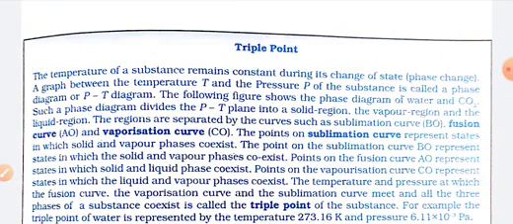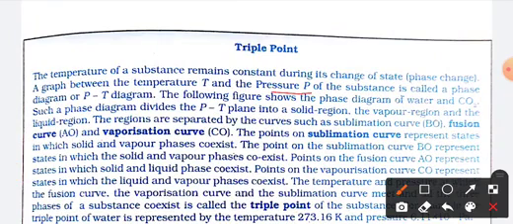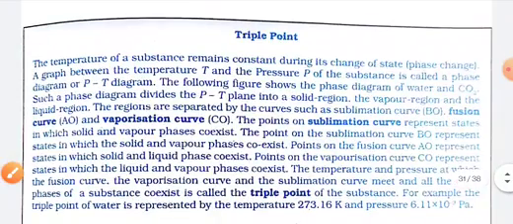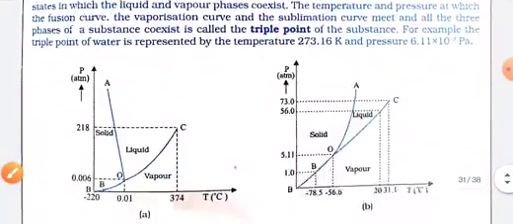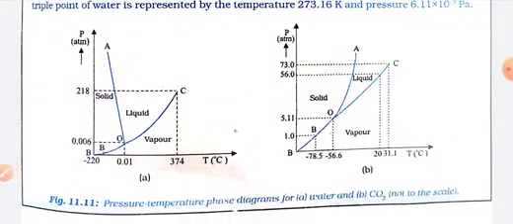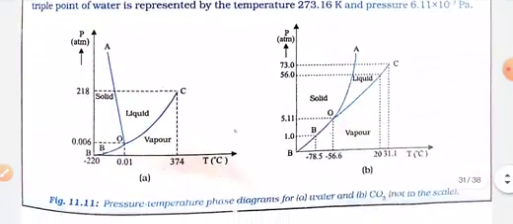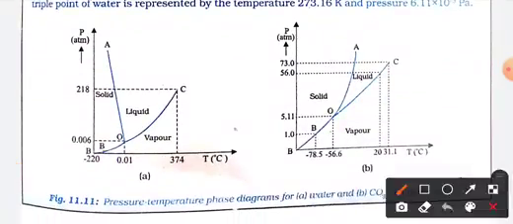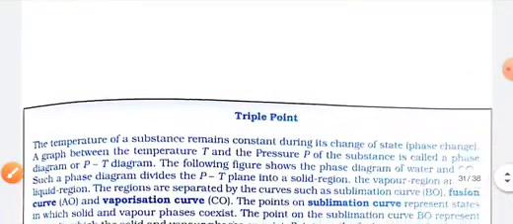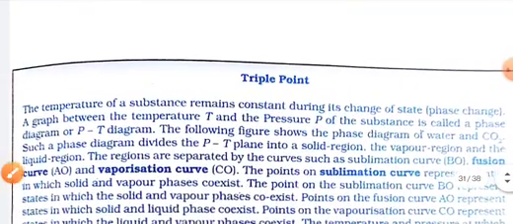A graph between the temperature T and pressure P of a substance is called the phase diagram or PT diagram. When we draw the graph between the pressure and the temperature, it is called the PT graph or phase change graph. The following figure shows the phase diagram of water and CO2. This is for water and this is for CO2.